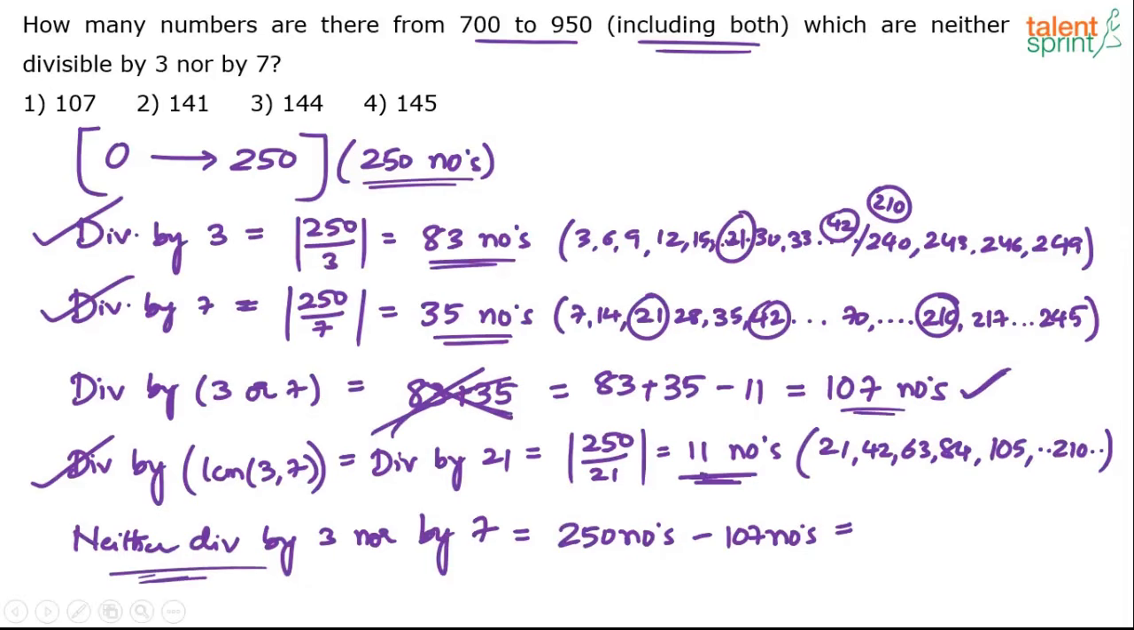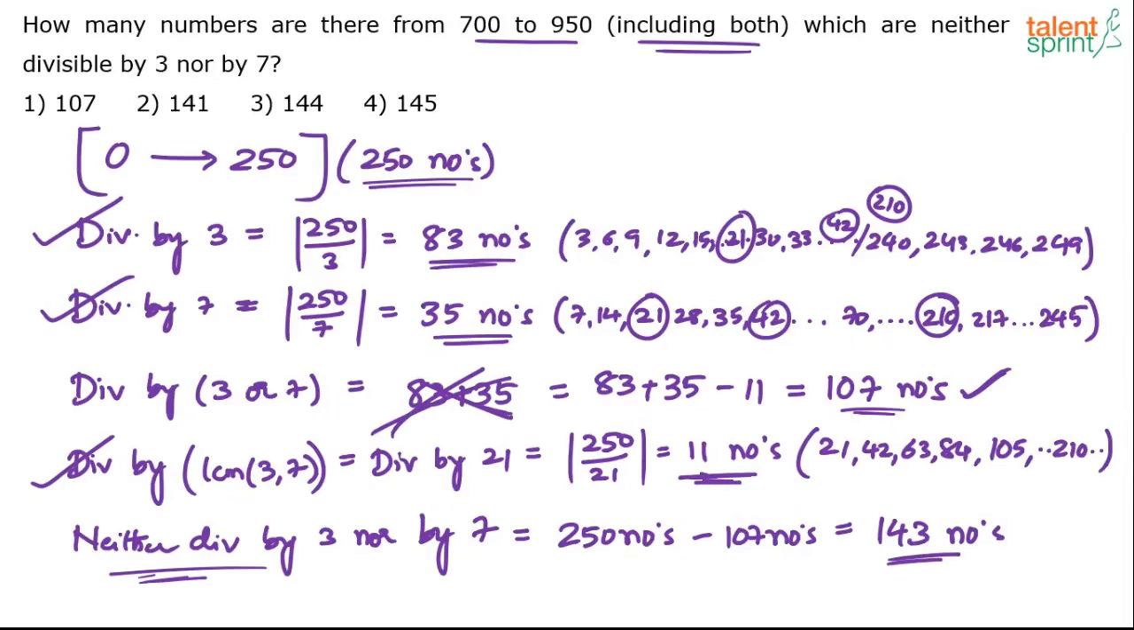So 250 minus 107. You're getting it? What is 250 minus 107? 250 minus 107 will be 143. Total there are 143 numbers.